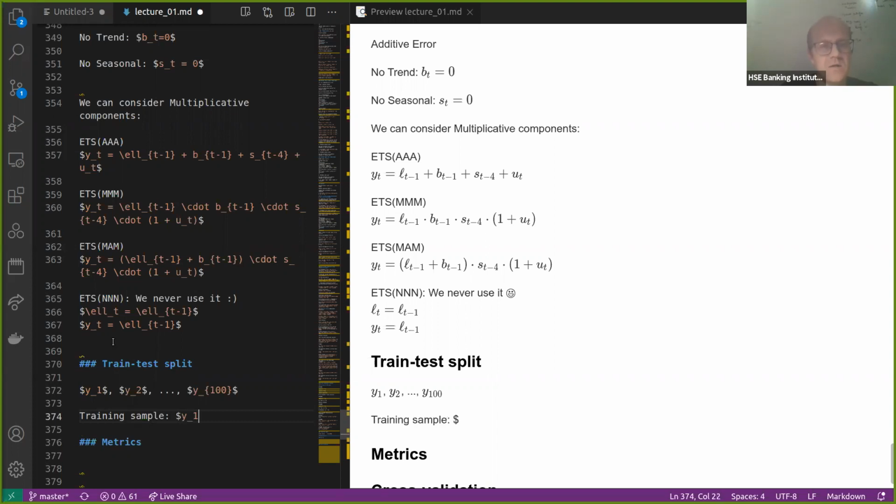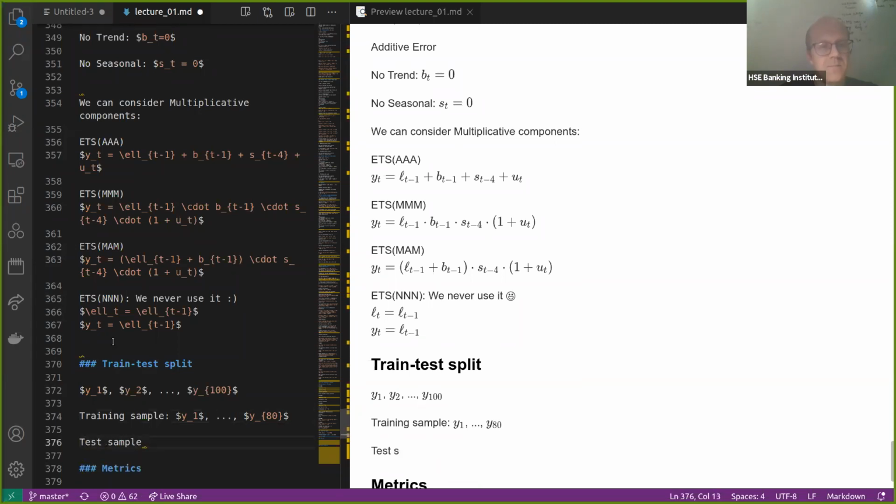What is the proportion? Normally, something like 80 to 20%, or 90 to 10%. There are no strict rules here. Basically, I have 80 observations in my training sample and 20 observations in my test sample. Okay, the train test split is very easy. Any questions about train test split?